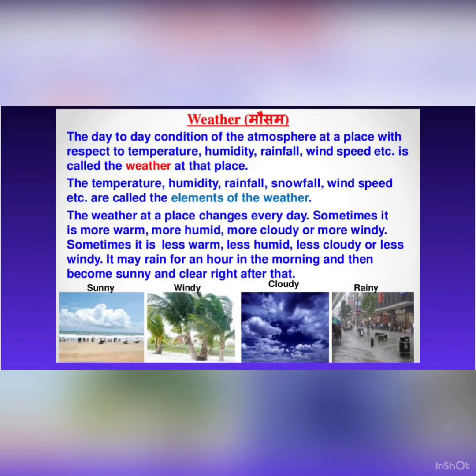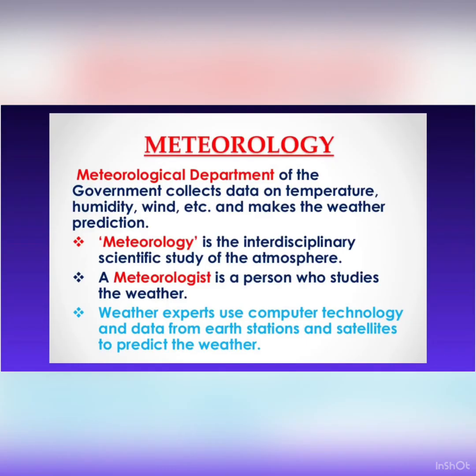Weather is the day-to-day changes in the atmospheric conditions. When the weather changes from day to day or hour to hour, with respect to temperature, humidity, rainfall, and wind speed, it is known as the weather of that place. Weather of a place changes very frequently. Sometimes it is more warm, more humid, more cloudy, or more windy, and sometimes it is very less warm and less humid. Now, what is meteorology?